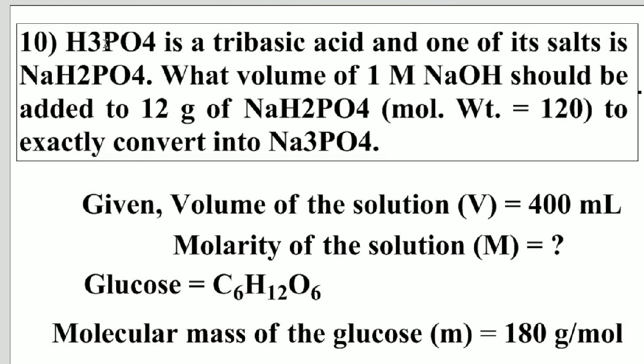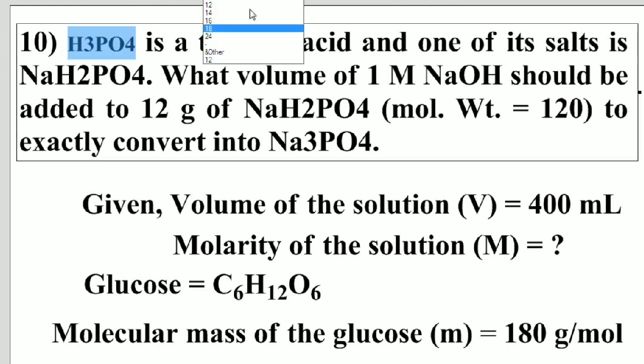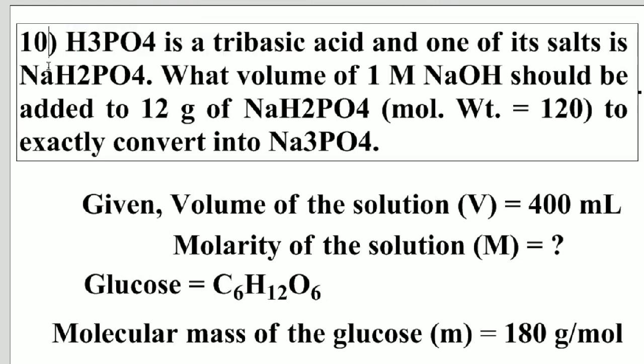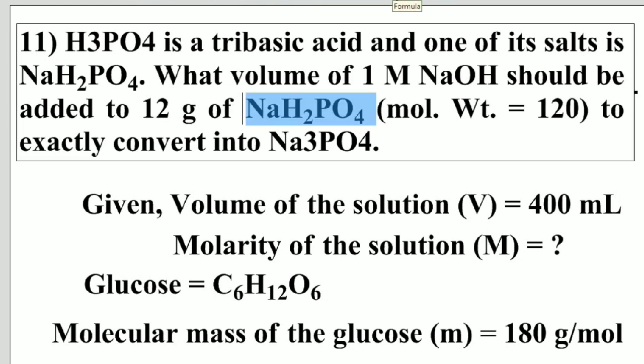So students, H3PO4 is a tribasic acid. One of its salts is NaH2PO4, sodium dihydrogen phosphate. What volume of 1 molar NaOH should be added to 12 grams of NaH2PO4 to exactly convert it into Na3PO4?